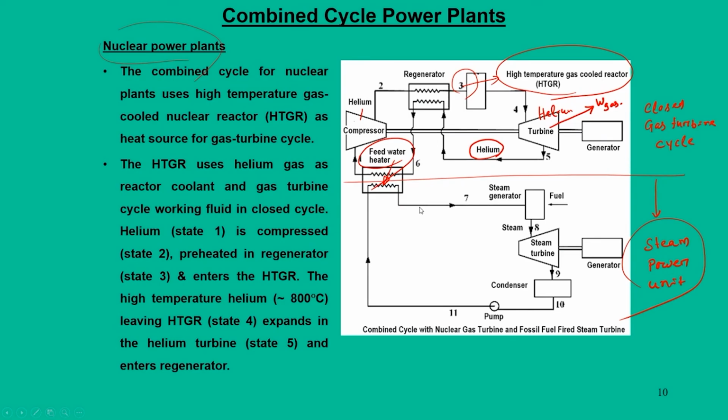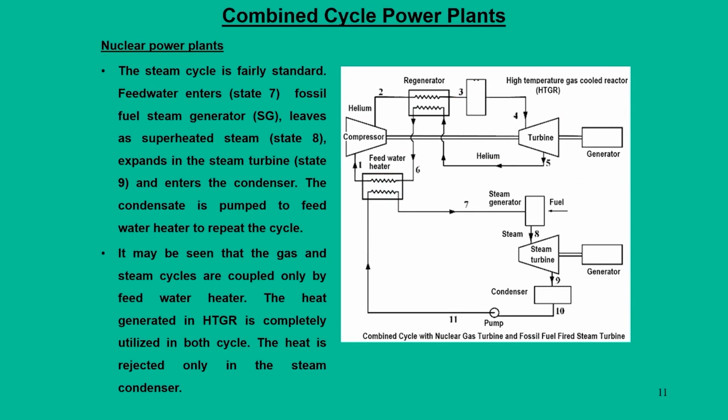Now, some workable numbers. What we can see is that helium normally operates at a very high temperature, 800 degree centigrade. So it can expand and generate power through the gas turbine unit. Then we can couple this to the steam cycle through the feed water heater.